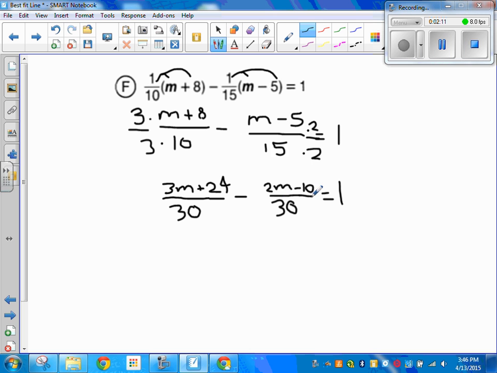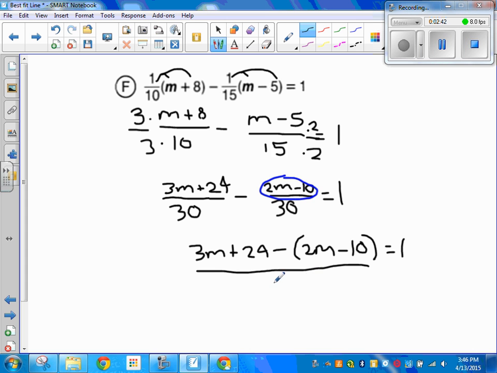Now that we're here, we can go ahead and subtract these two. So we're going to get 3m plus 24 minus this whole numerator. Since I'm subtracting the entire thing, I'm going to write it in parentheses, and later I'm going to distribute that negative sign. You have to be really careful with that. Of course, this is equal to 1, and this is all being divided by 30 now.